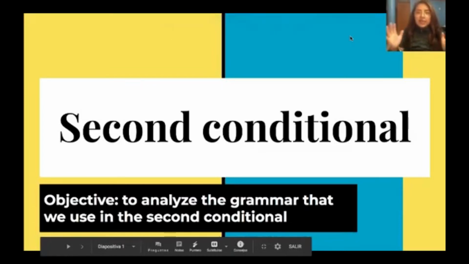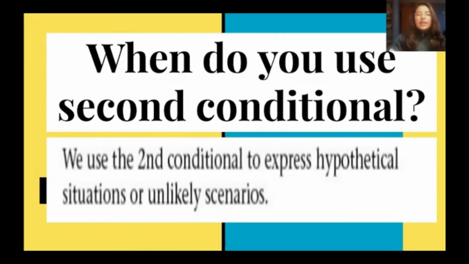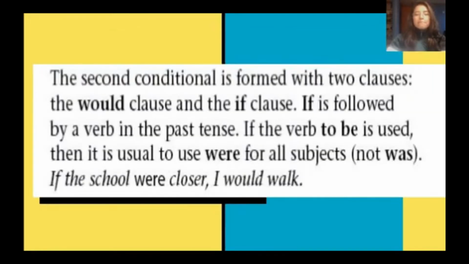For today, we have a new topic. Our topic for this class is second conditional. And our objective is to analyze the grammar that we use in second conditional. When do you use second conditional? We use the second conditional to express hypothetical situations or unlikely scenarios, okay?